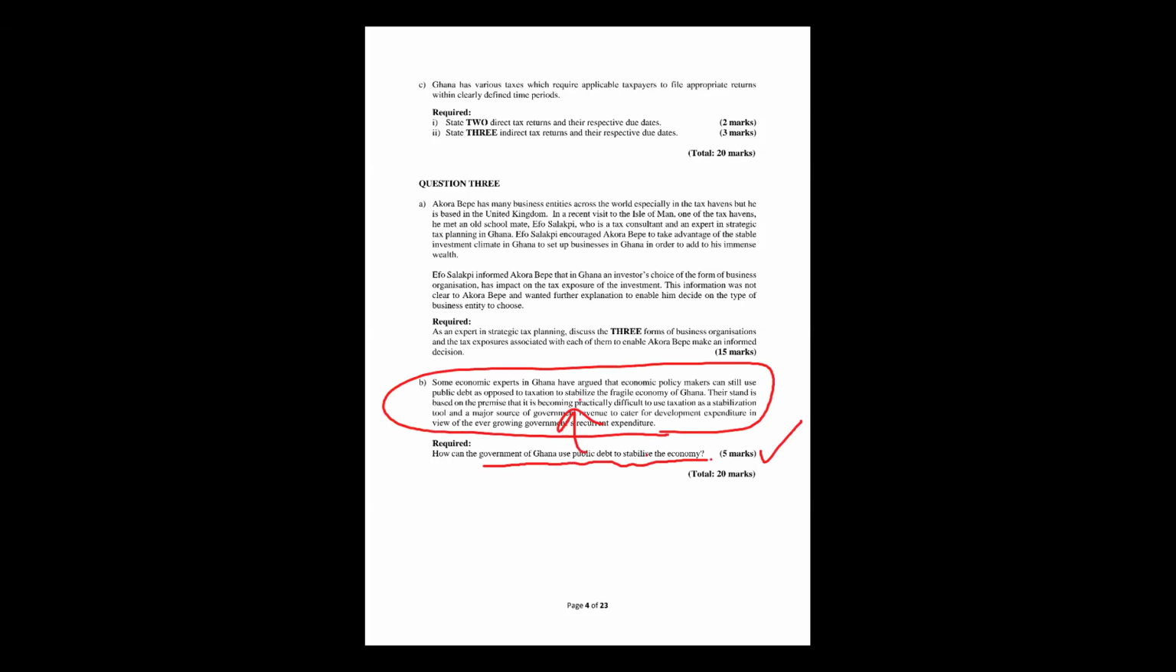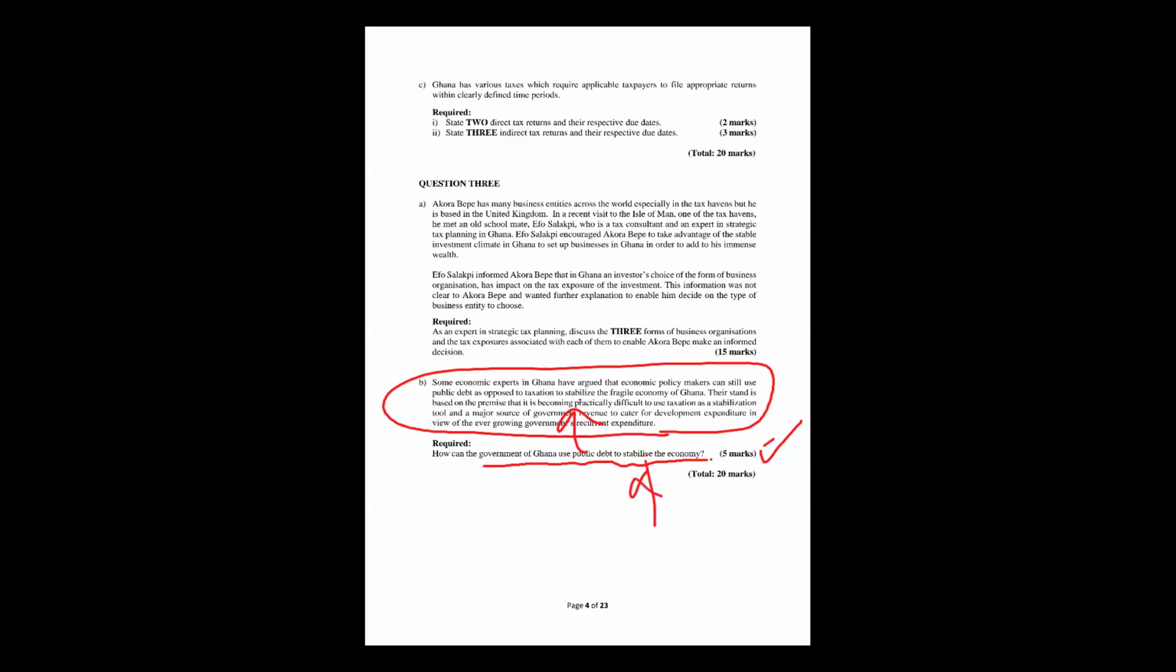So you can copy and paste, use synonyms to change the words, and write it back for them. Sometimes for questions like this, "How can the government of Ghana use public debt to stabilize the economy?", you find some of the answers in the case study. You only have to copy, change the words and write it back for them. That's all. If you read now, we'll find certain words or sentences there which give us a lead to solve this question and write it.